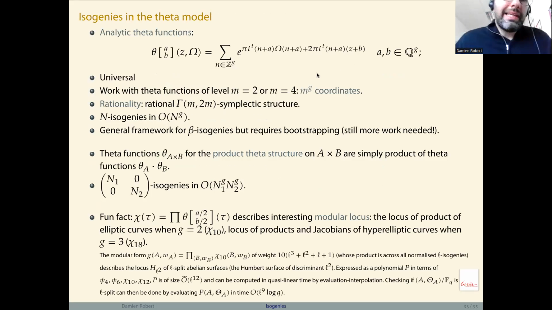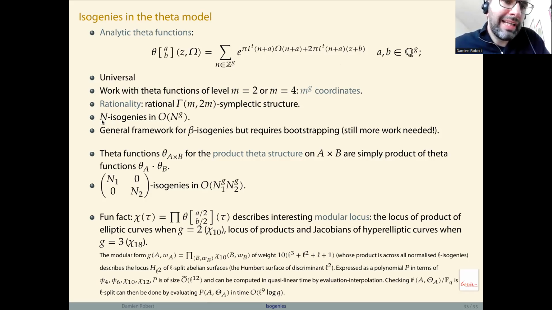As I explained at the beginning, we can instantiate this framework with two models. In the theta model, our coordinates will be given by theta functions. Analytically, our theta functions are given by this analytic formula. The nice thing about the theta model is that it's universal. It works with Jacobians, products of elliptic curves, non-Jacobians, whatever you want. The problem is that in dimension g, you will have 2^g or 4^g coordinates. Another problem is that it's not always rational. So there are two problems with the theta model.